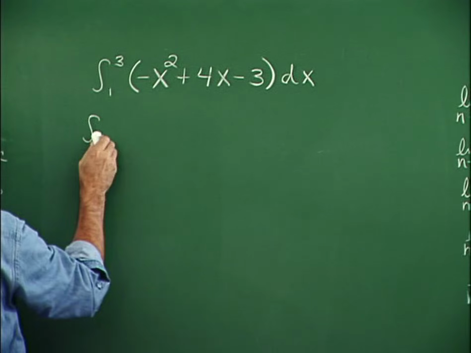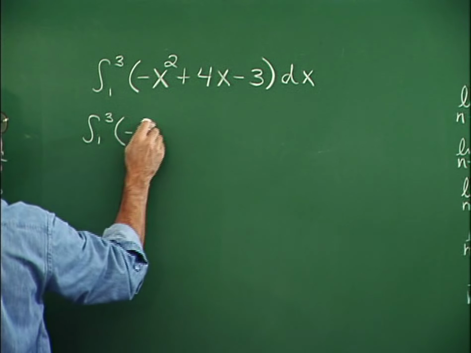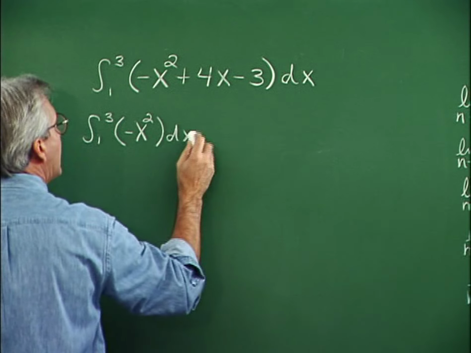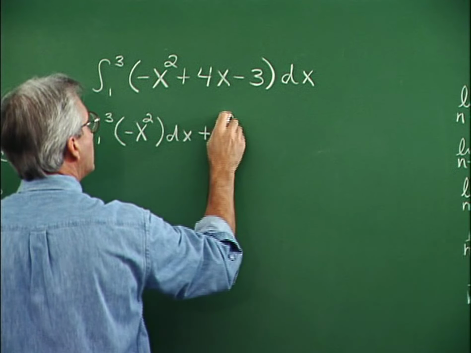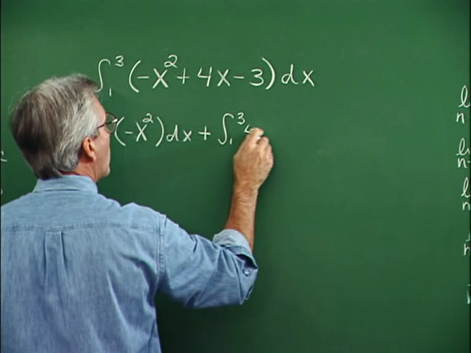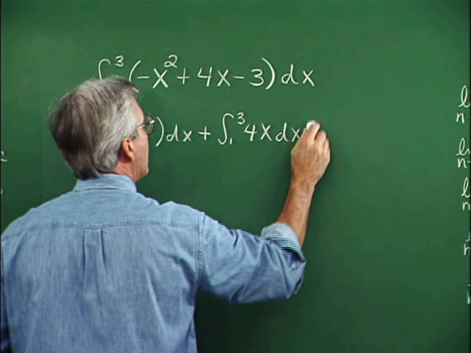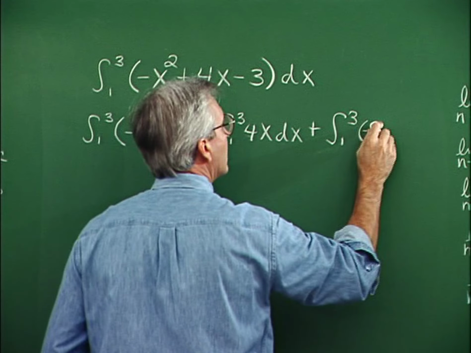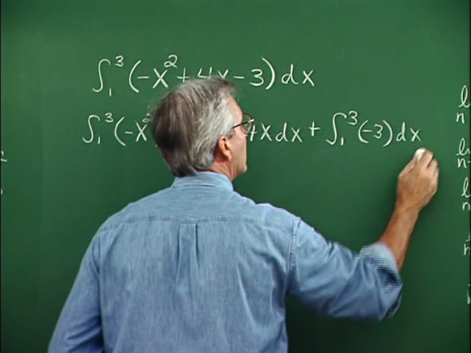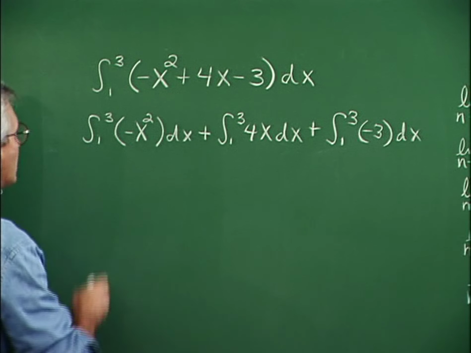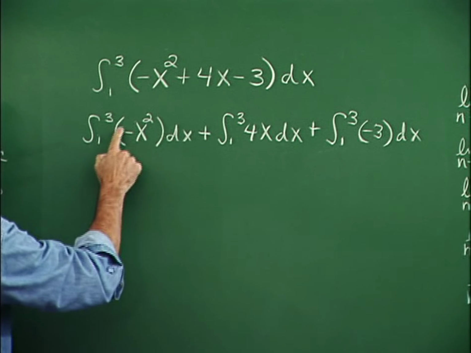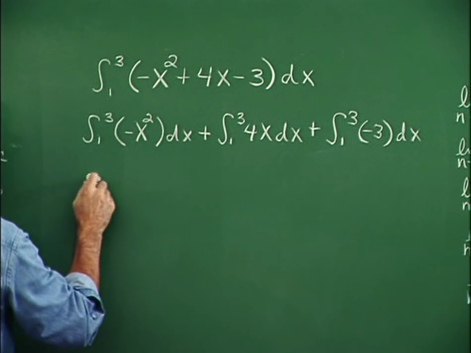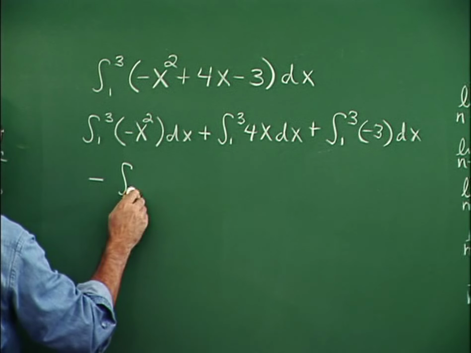I could think of this as the integral from 1 to 3 of negative x squared dx, and then plus the integral from 1 to 3 of 4x dx, and then the integral from 1 to 3 of the negative 3 dx. Now I can simplify each of these a little bit. The negative, you see, that's a constant coefficient, and I can just take this outside like this.